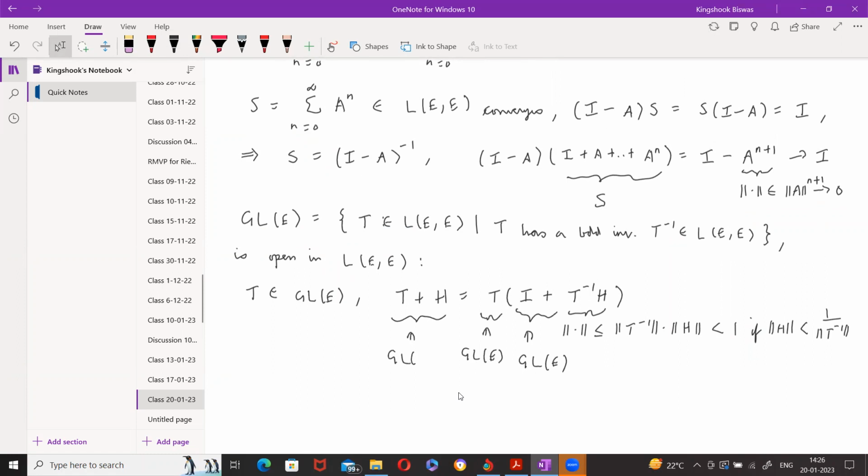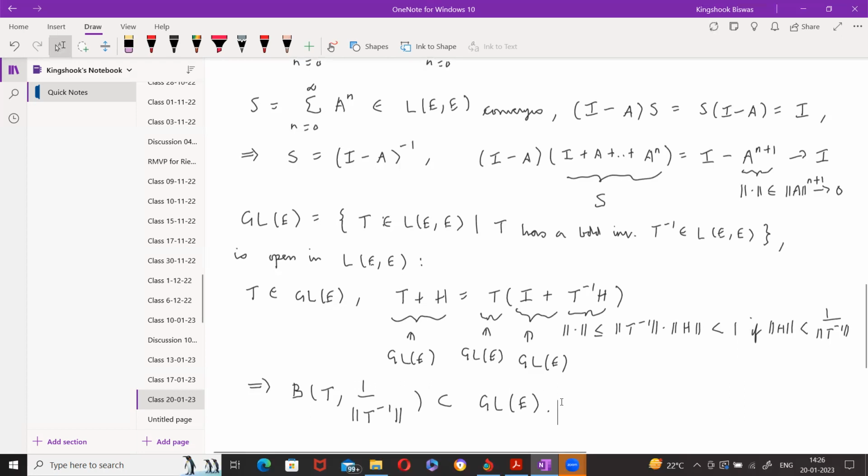Is this clear? GLE is clearly a group, right? Okay. Is this clear? Yeah. So what does that mean? That means if I take the ball around T of radius 1 over norm T inverse, this open ball is contained inside GLE. Is this clear? Yeah.